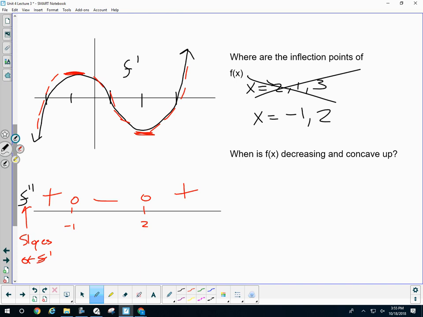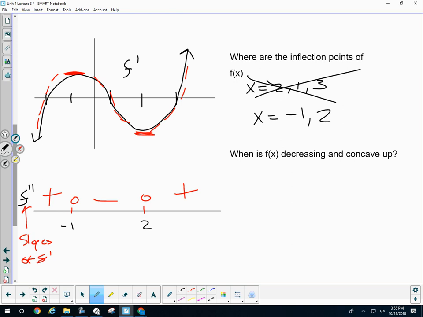Next level question. When is the original function decreasing and concave up? Discuss how you're going to figure that out. Now, here's the answer. And you might be able to get the right answer, but here's what I want to see from all of you.